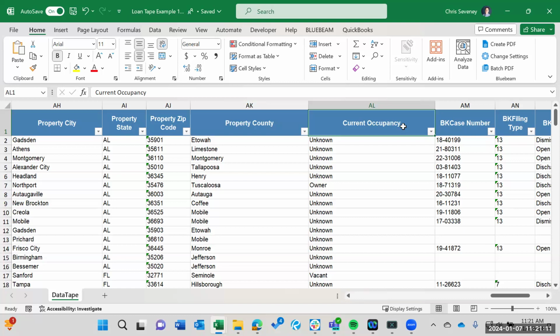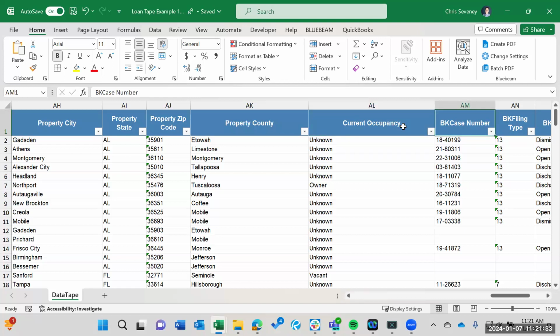Again, great information to have on very large tapes because if it's vacant, some people prefer vacant properties. Some people do not like vacant properties. What is your preference? So that's information that's on there. Just because it's on there, just remember, people, doesn't mean it's accurate. Always do your own due diligence.